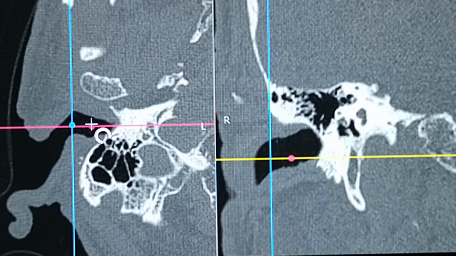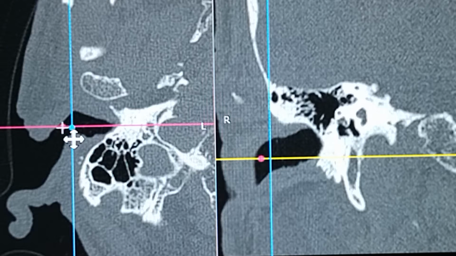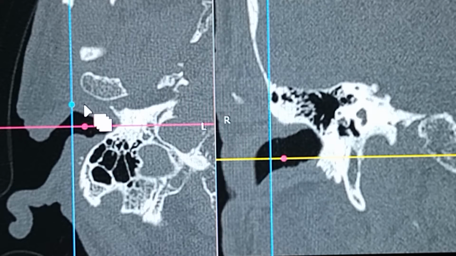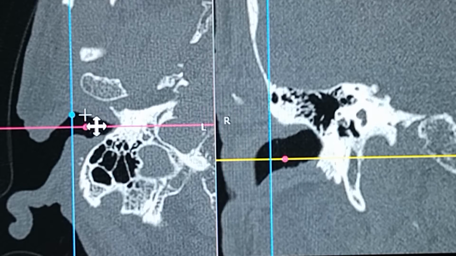dehiscence in the dura or the tegmen mastoideum or tegmen tympani, or there is any erosion, or post-operatively there could be a prolapse of the brain tissue or meningoencephalocele into the external auditory canal, and you can have a soft tissue over here in connection to the dura outside, which I'll be showing you in the pathology later on. So that is how you can identify that there is something wrong going on in the external auditory canal.